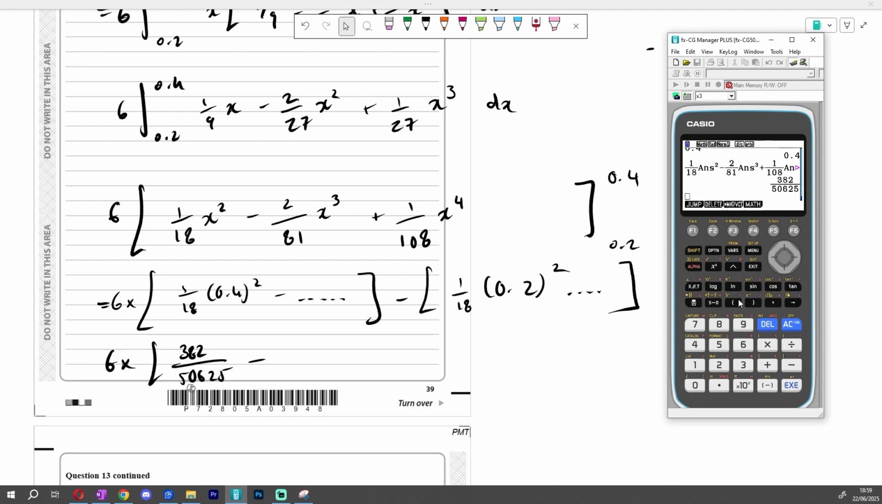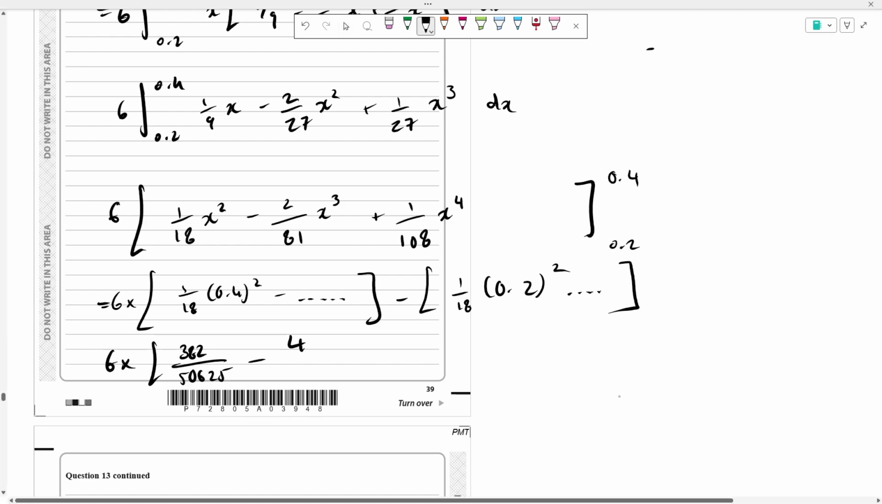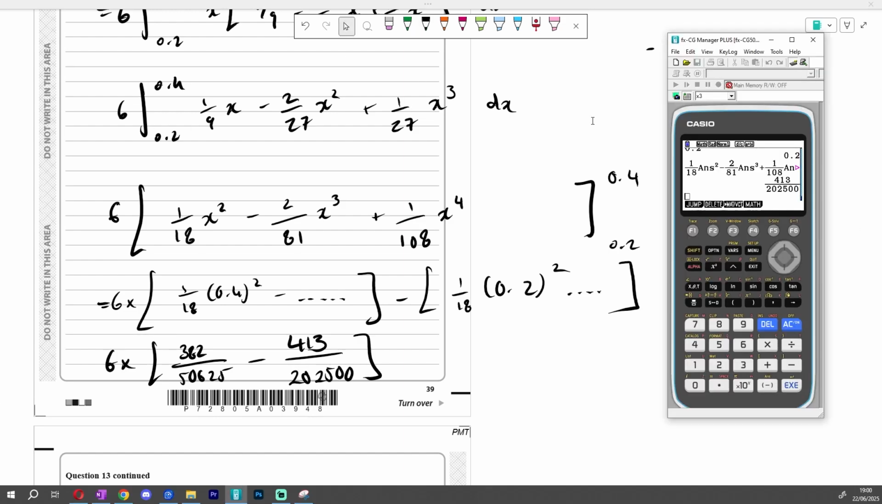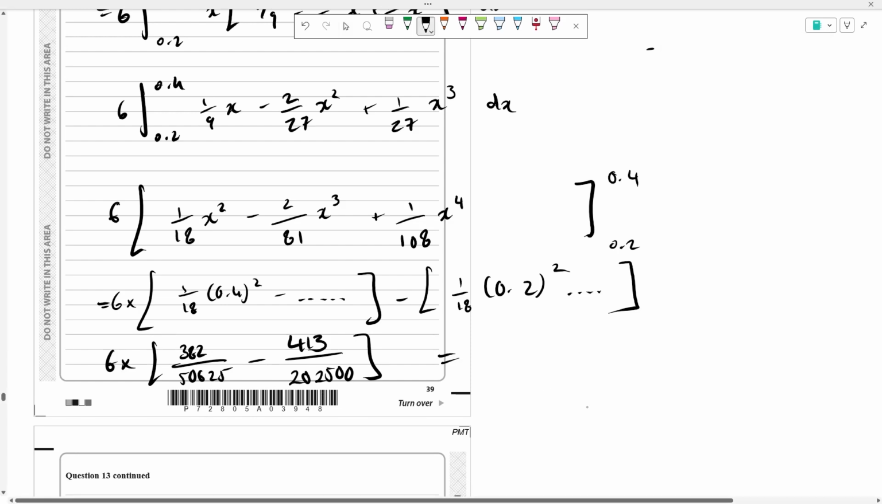I'm just going to quickly change that top bit to 0.2. And this goes to 413 over 202,500. I think this would probably work a bit nicer if we times by 6 earlier on, but it doesn't really matter. Okay, and let's quickly subtract 382 over 50625 minus the answer that we've just got. And that gives us this number here, which is 223 over 40500.